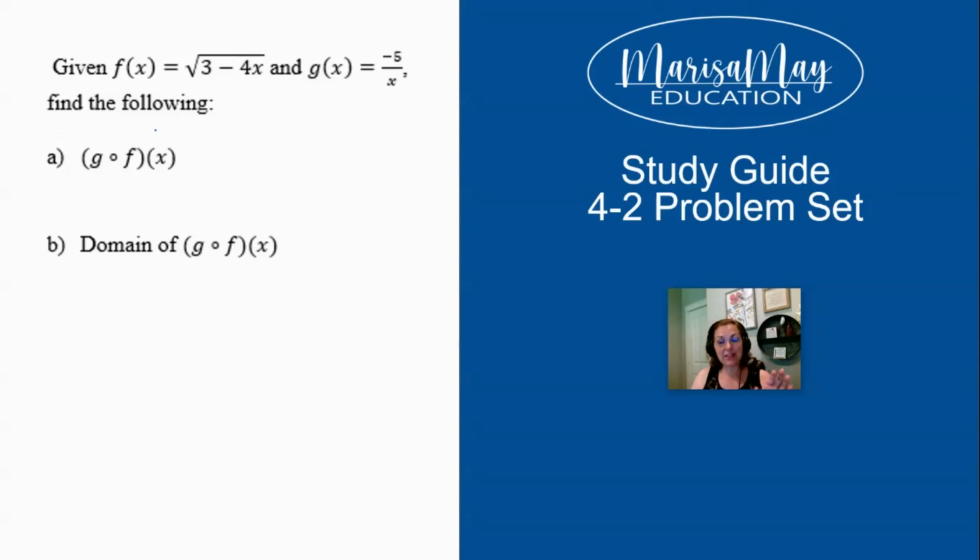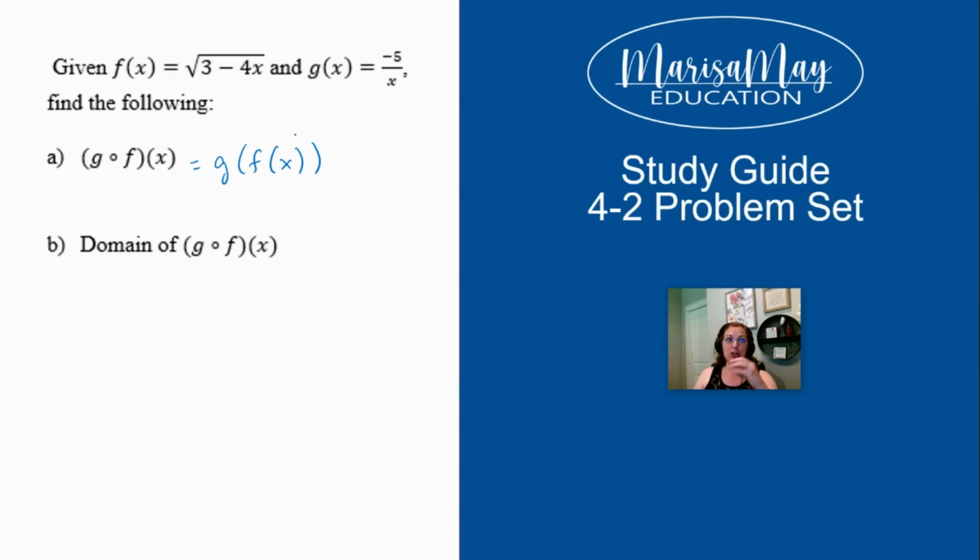In this video, we're going to take a look at the composition of functions. So I have looked at using f of x being the square root of 3 minus 4x and g of x to be negative 5 divided by x. So in A, we're asked to do g of f, which really means for us to do g of f of x. That's what that notation means.